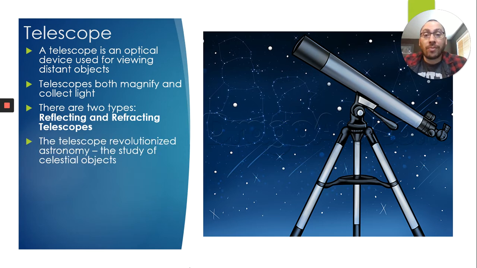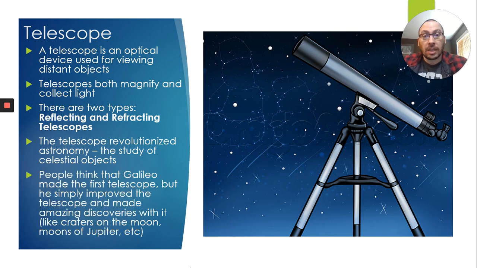The telescope revolutionized astronomy, the study of celestial objects, like I said before. And people typically think that it was our friend Galileo that made the first telescope, but he didn't. He was just really, really fascinated with one. So he built one in one day.